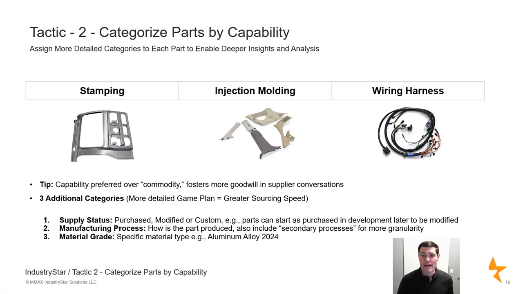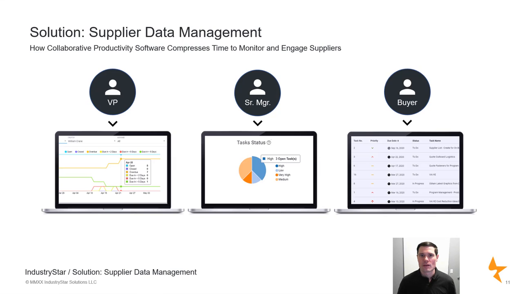As an example, a part could have 5 capabilities assigned to it, such as stamping, custom, aluminum alloy 2024, transfer press, and ISO 9001. As a tip, assigning 5+ capabilities to parts will lay the foundation for more robust supply insights once offline data is digitized.